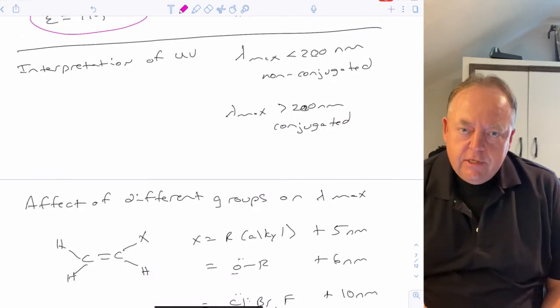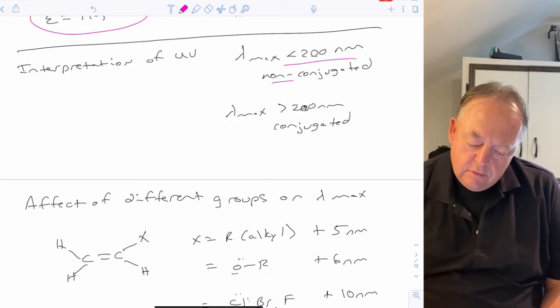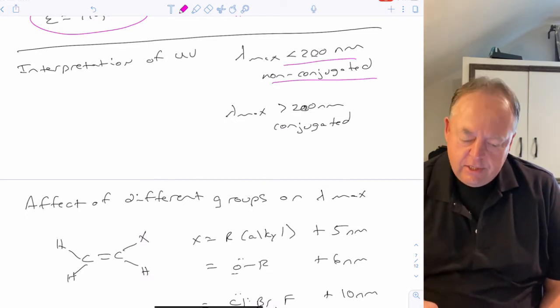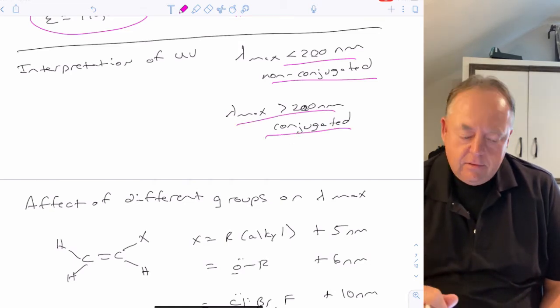So a basic interpretation from UV-Vis: if lambda max is less than 200 nanometers, then that's a non-conjugated molecule. If lambda max is greater than 200 nanometers, that's a conjugated molecule.